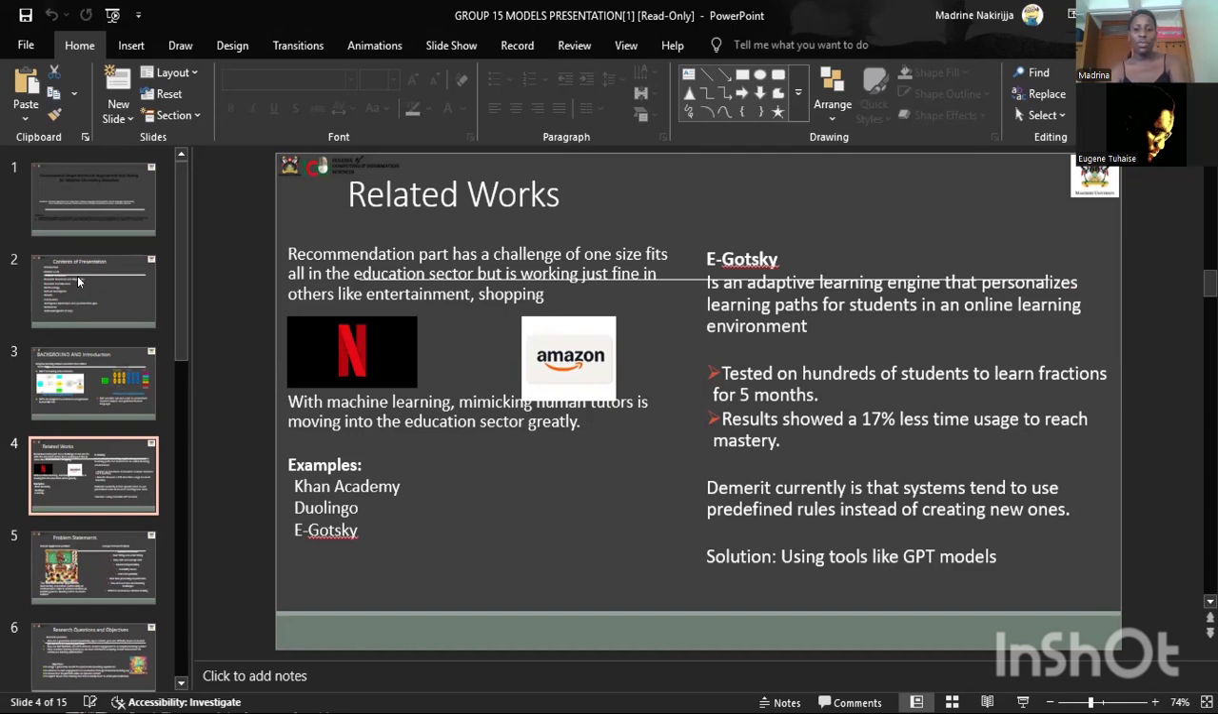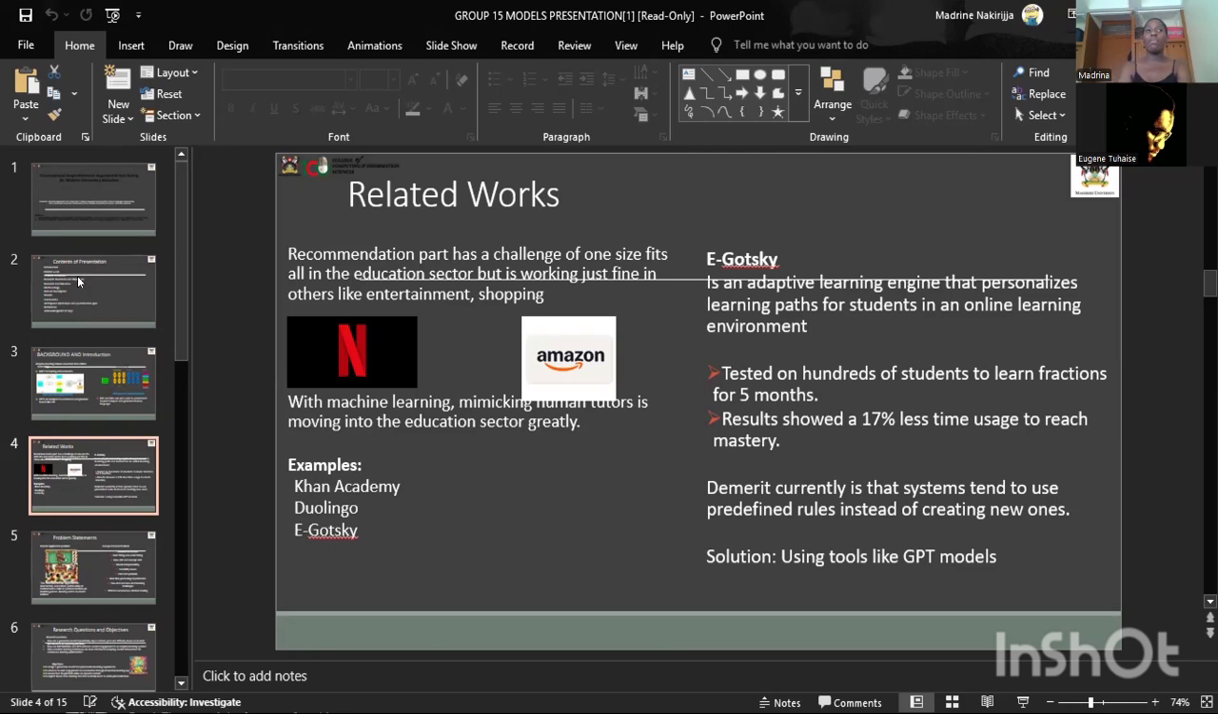This engine was brought up to help elementary children learn, and it was tested on hundreds of students so that they could learn fractions in 5 months. They used it for 5 months, and they realized from the results that 17% of the time was reduced for children to master what they were doing. So this gave a good chance that this could actually work, and it's giving a very good impact.